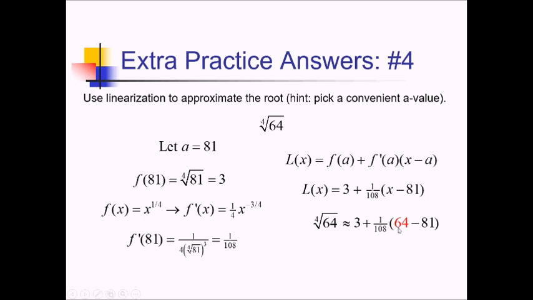So let's see here. This is going to be negative 17 in here. So we can write 3 minus 17/108. And if you really wanted to combine those, you could call this 2 and let's see here. This would be 91/108. There we go.